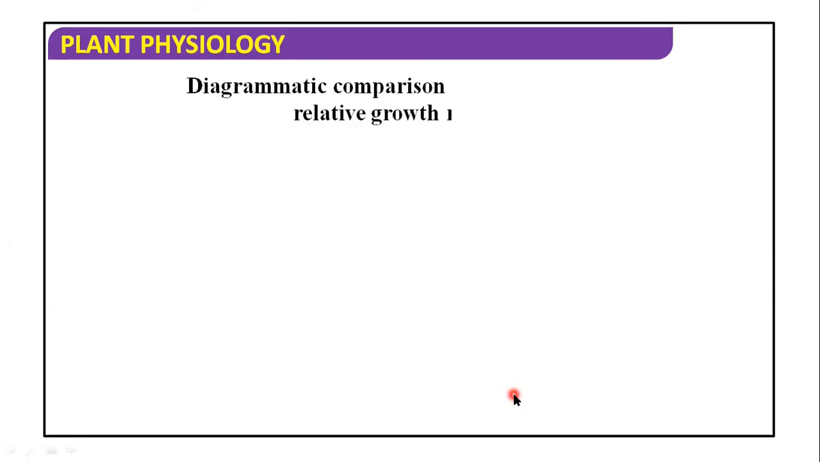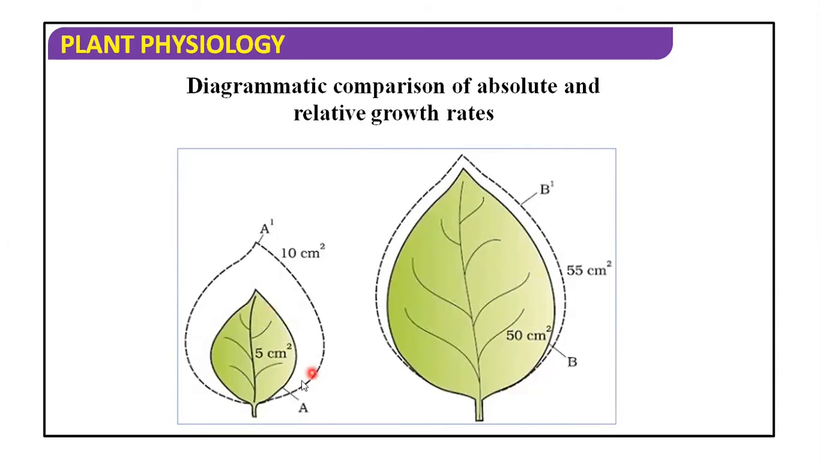So see from the diagram, I can explain you. Here is an example, two leaves A and B. These two leaves are of different sizes but show the same absolute increase in area in a given time. Both leaves grow and increase their area by 5 centimeter square per day. Then its relative growth rate would be 100%.